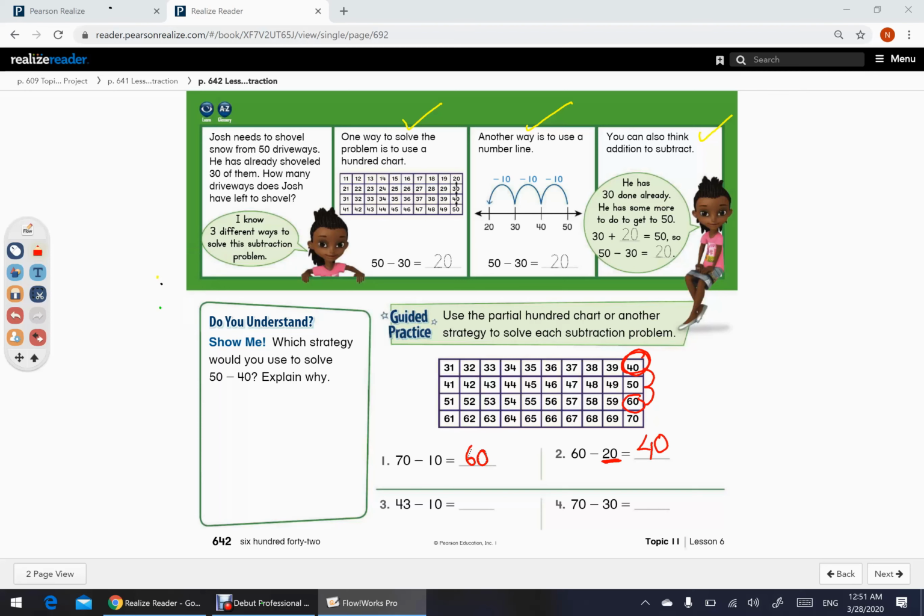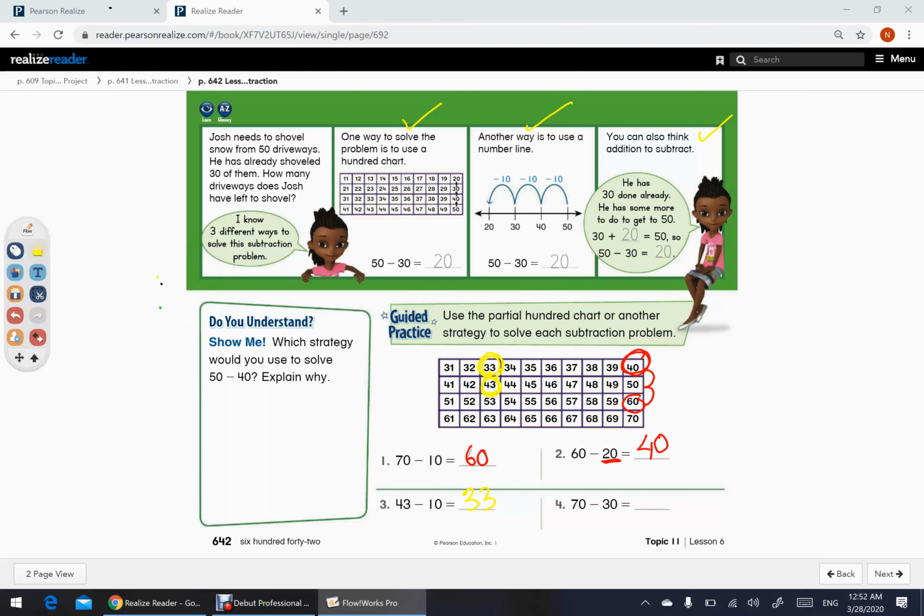Now, 43 minus 10. Again, over here, I can use a 100 chart because it's given for me and it's easy, right? So 43 minus 10. Start circle number 43 and minus 10. So move up 1 time. What's my answer? Good job. 33.